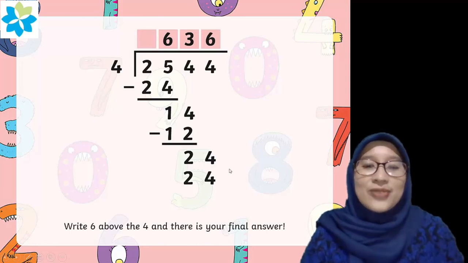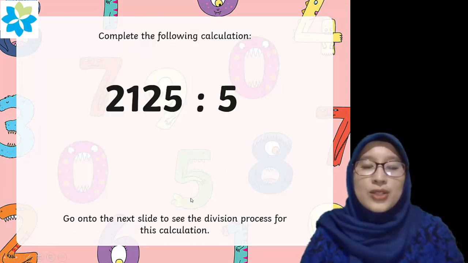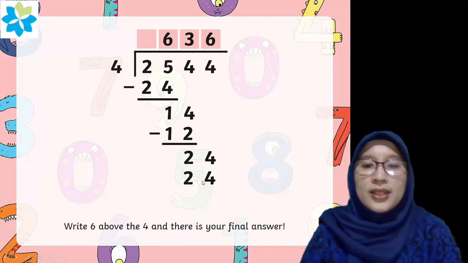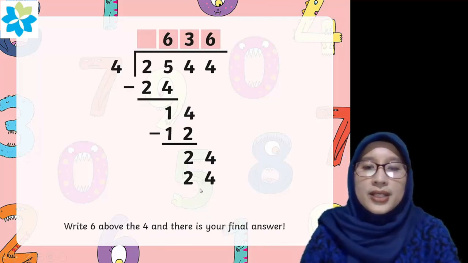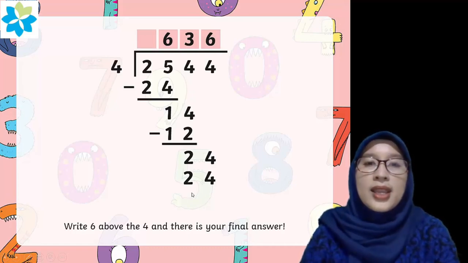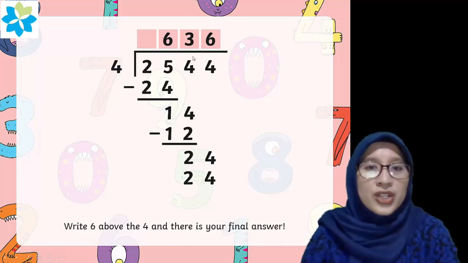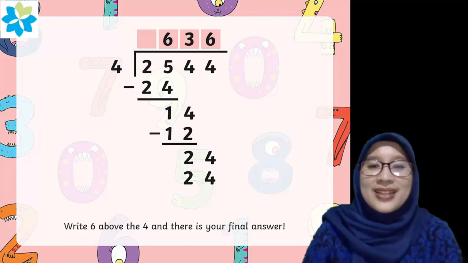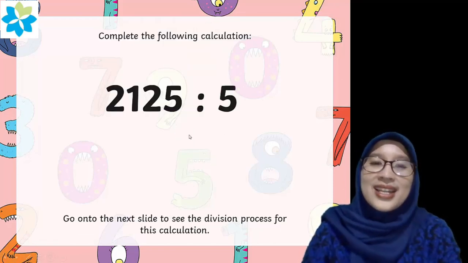Yeah. Okay, after that, let's subtract 24 and 24. And this is the final answer because we will get 0 here. Okay, di sini hasilnya 0 kan, 24 dikurangi 24, maka hasilnya adalah 0. And then the result of the division is 636. Okay, what do you think? Now let's see the next example.